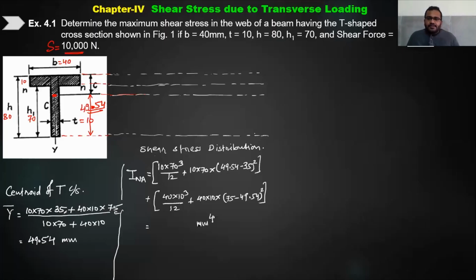हाउ मच इज दिस आंसर? Yes. 6.96 into 10 raised to 5. Okay. Now see here.